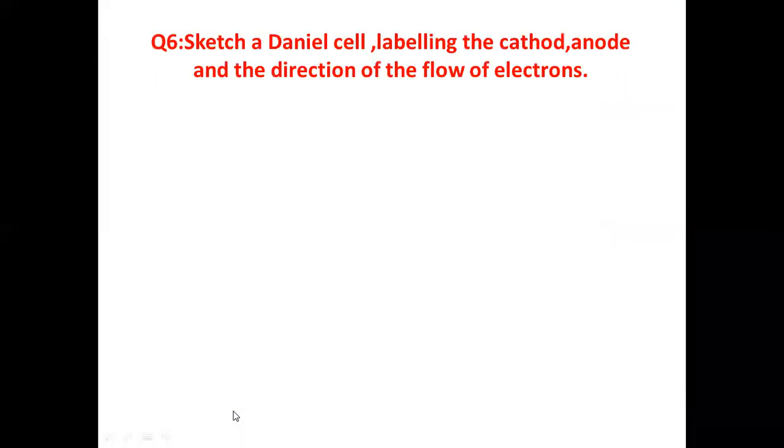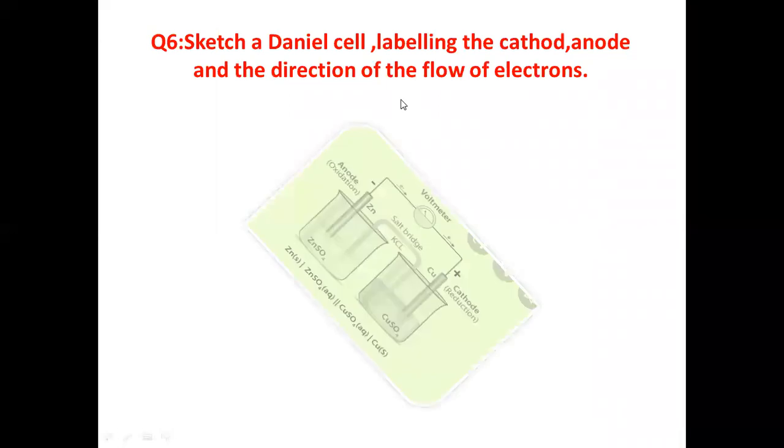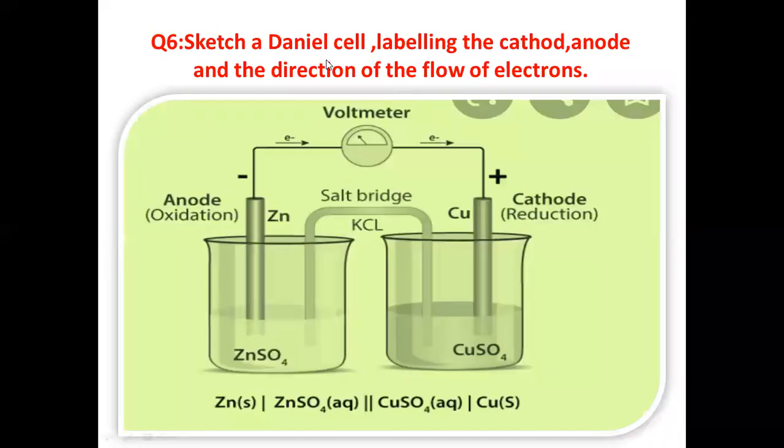Question number 6, sketch a Daniell cell, labeling the cathode, anode, and the direction of the flow of electrons. So in this image, you can see we have a Daniell cell, which has a zinc electrode dipped in zinc sulfate solution and a copper electrode dipped in copper sulfate solution. The two electrodes are connected with the voltmeter. The voltmeter will tell us about the current which will be produced during this reaction.